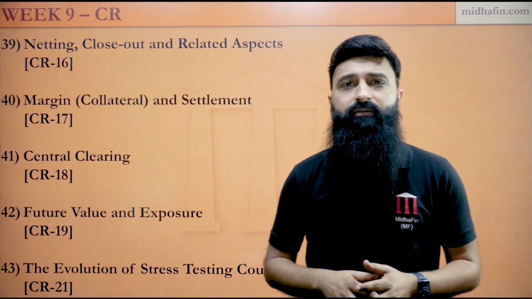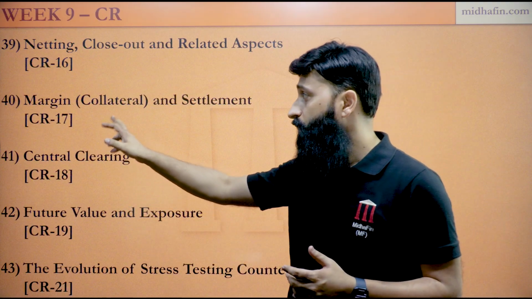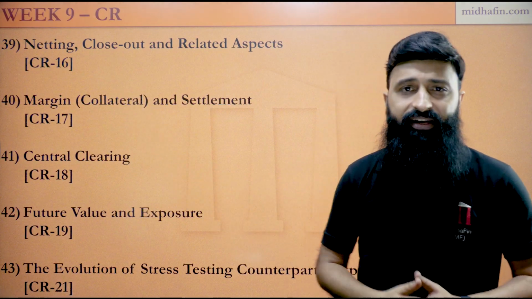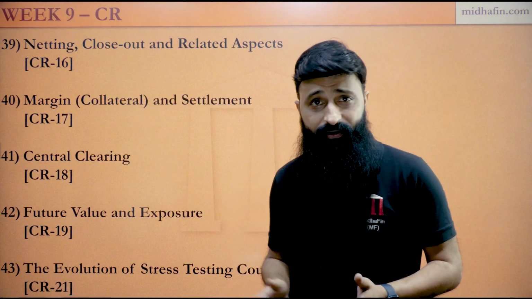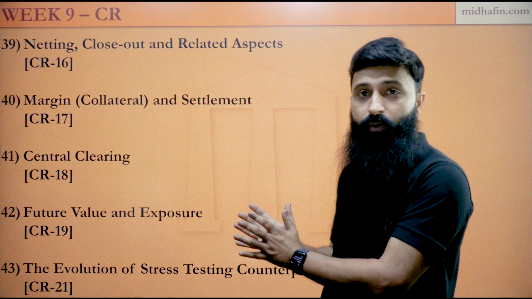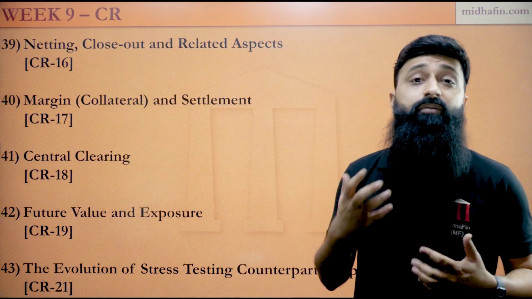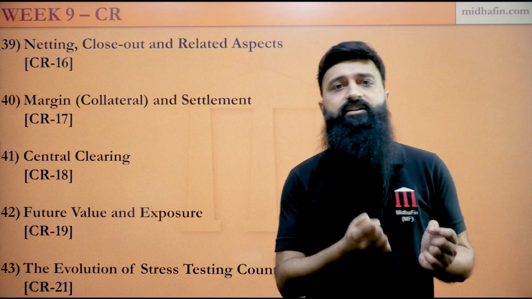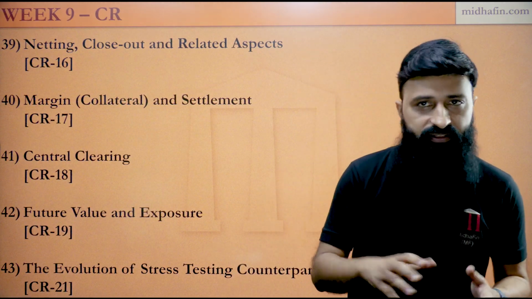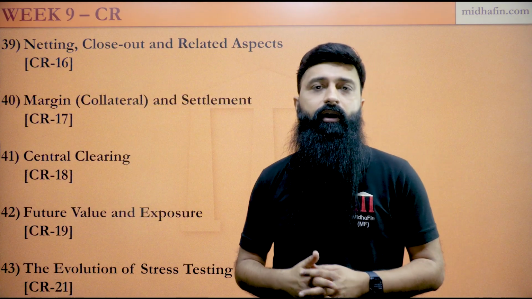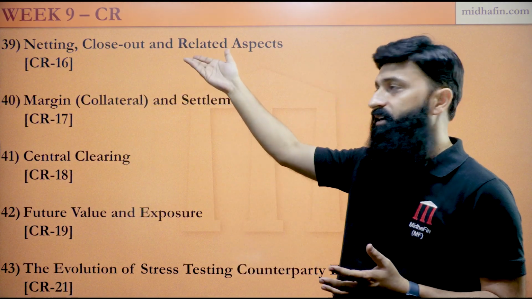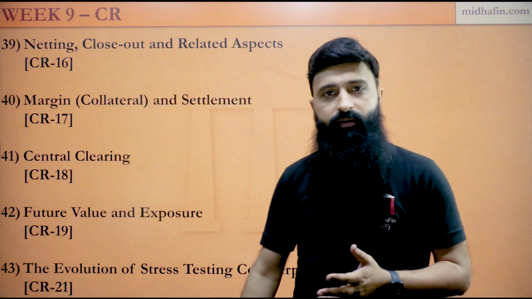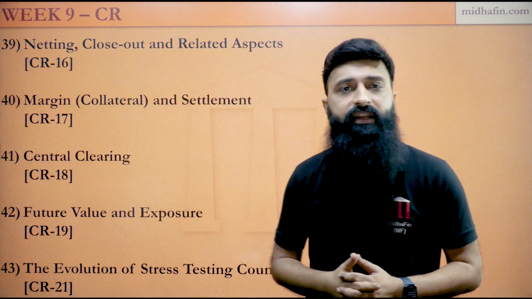Then you have the second chapter, which is margin, collateral and settlement. After CR16, we straight away have CR17. It will discuss the rationale for collateral management, the terms of collateral management, the features of CSA. CSA is the Credit Support Annex. It is within the ISDA Master Agreement. We study the ISDA Master Agreement in CR16, and then we study CSA in the CR17 chapter.